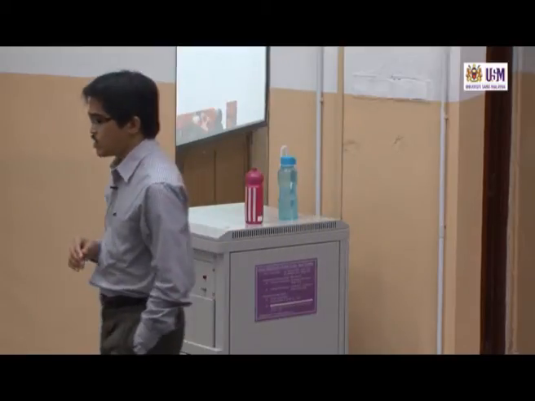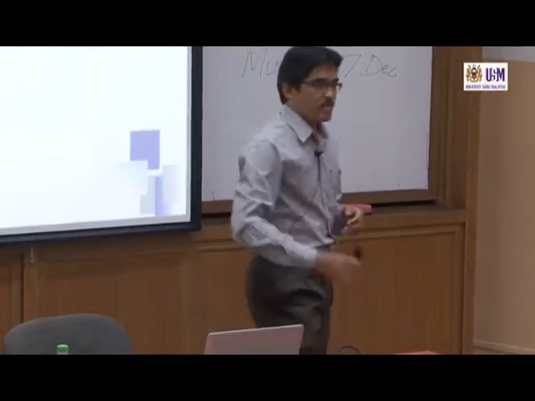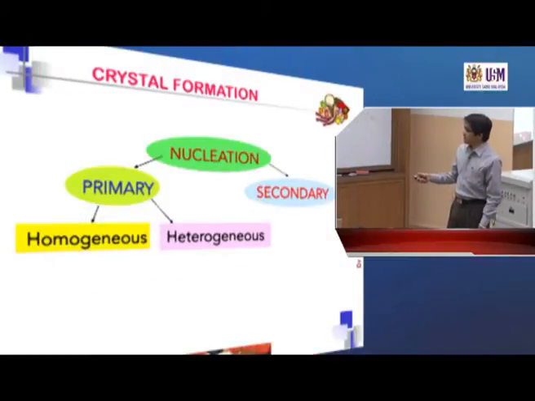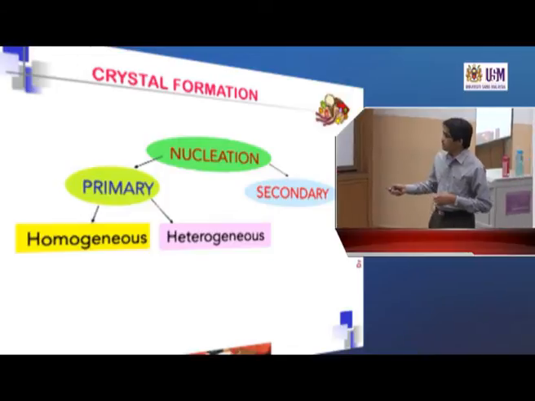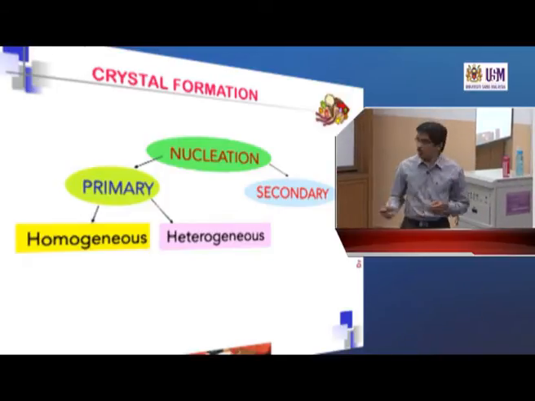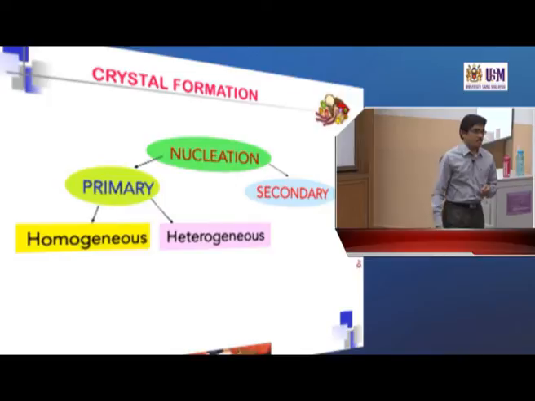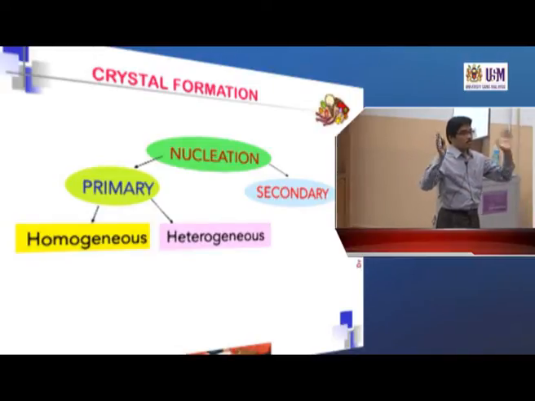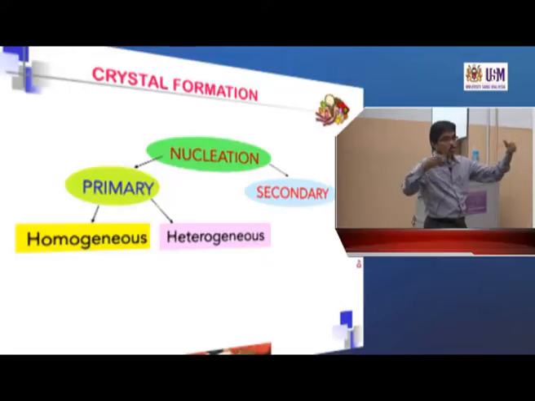And we can divide the nucleation into primary nucleation and secondary nucleation. And primary nucleation can be divided further into homogeneous and heterogeneous. For food systems, homogeneous nucleation is quite rare, but more common is heterogeneous nucleation. Then we get a nucleus to form, yeah? Or a lot of nucleus. So the plural form, we call it nuclei. So we get crystal to form. Then after that, they will grow.